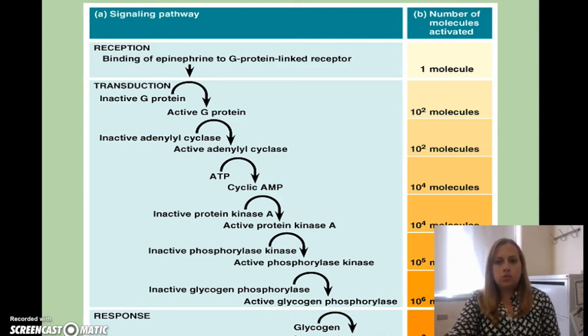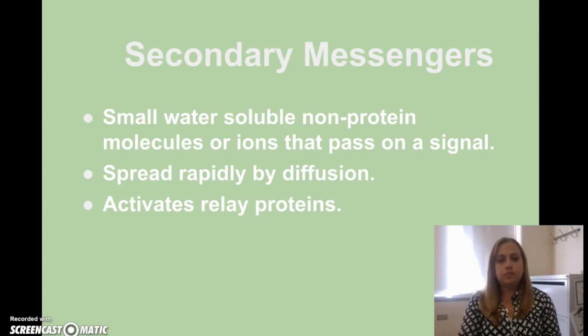This diagram is just showing you how one molecule, so in this case the binding of epinephrine to a G protein linked receptor, is going to sort of start this phosphorylation cascade. So you've got the transduction, which is going to activate that G protein. That G protein is going to activate the adenylyl cyclase. Then you're going to make cyclic AMP, and then you're going to keep activating these protein kinases all the way until you have your cellular response.